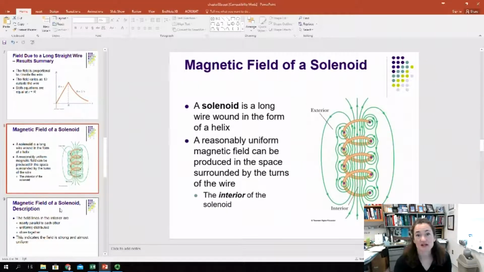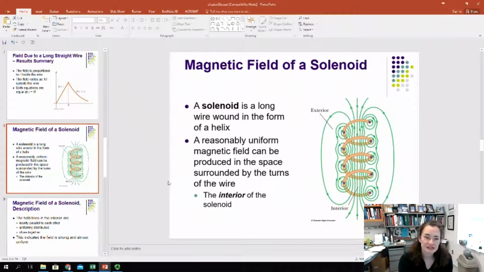Next, let's talk about another really common example that gets used for Ampere's law, and that's the magnetic field of a solenoid. So remember, a solenoid is a long wire that's wrapped around a cylinder, forming a helix, okay? When you do this, you get a nice uniform magnetic field inside the solenoid. And outside the solenoid, you have a pretty weak magnetic field. So I'm going to call this the interior of the solenoid when it's inside the turns, and the exterior when it's outside the turns. So it gives you a nice, uniform, straight magnetic field inside.